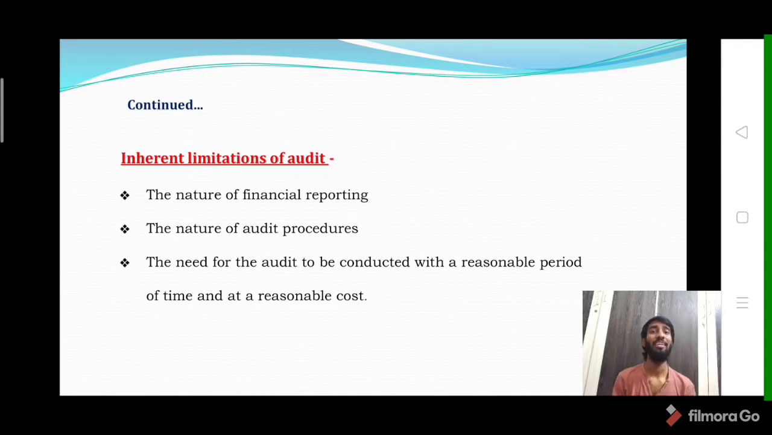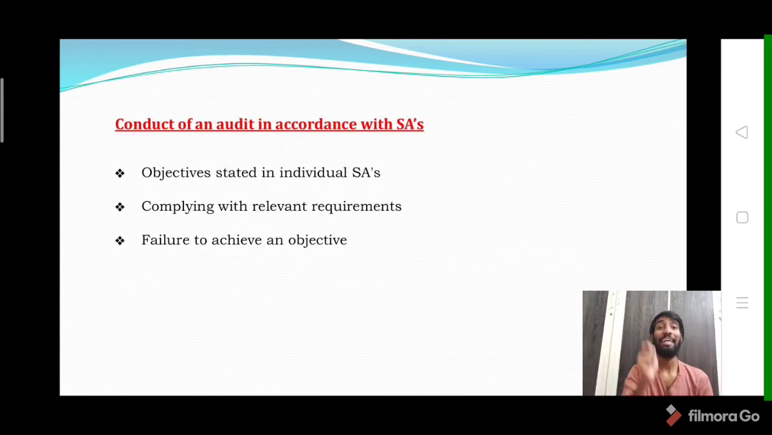Okay, this is regarding inherent limitations of an audit. And the next one is conduct of an audit in accordance with standards on auditing. There are three topics. First one is objectives stated in individual SAs, second one is complying with relevant requirements, and third one is failure to achieve an objective.